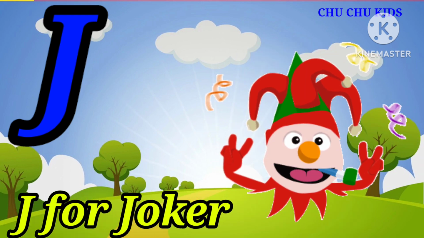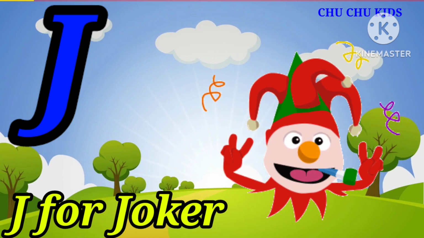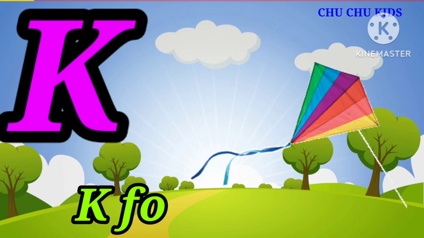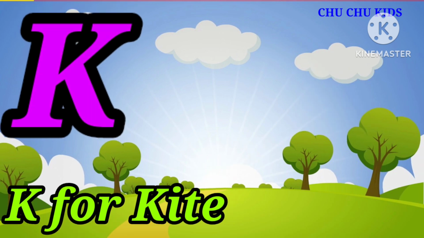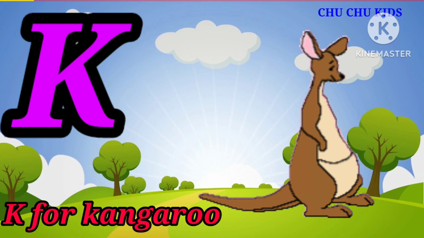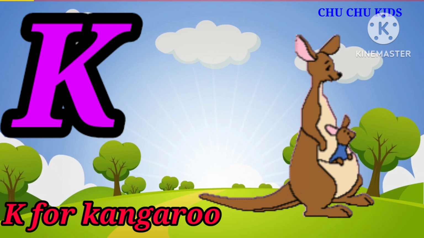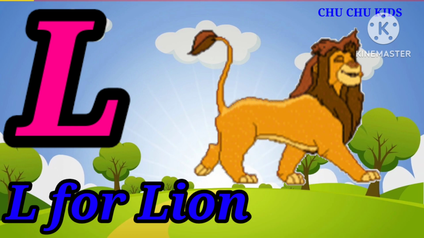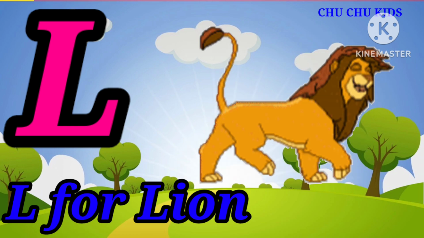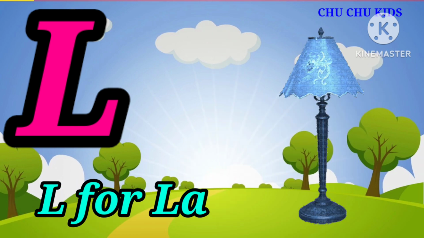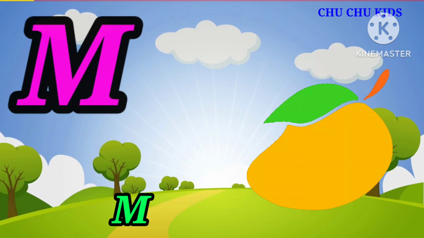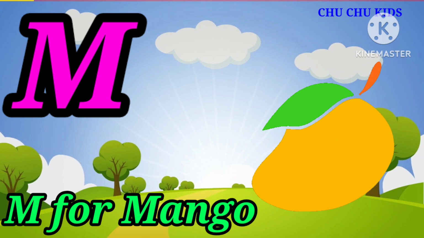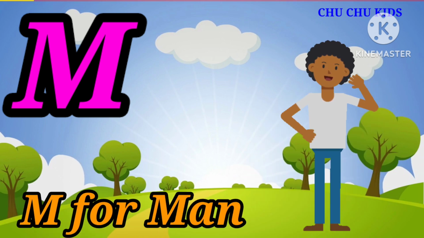J for joker. K for kite. K for kangaroo. L for lion. L for lamp. M for mango. M for man.